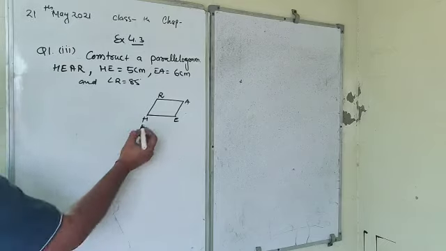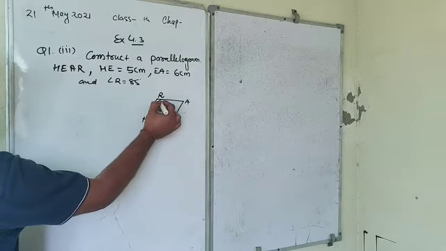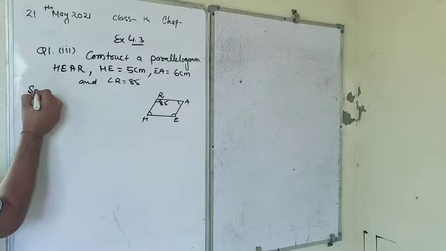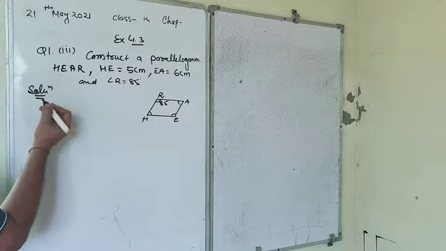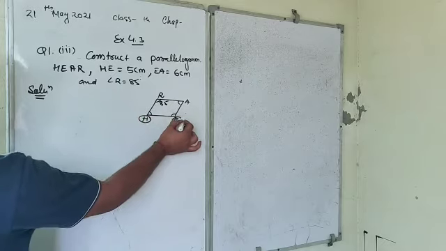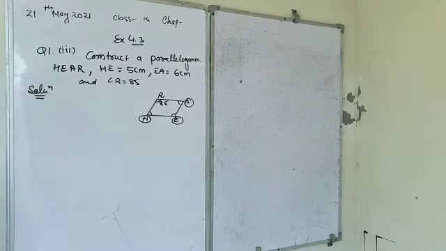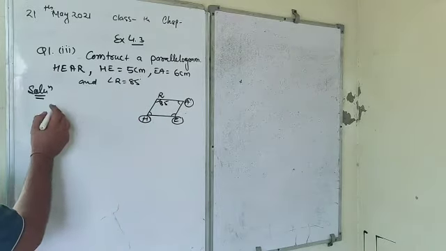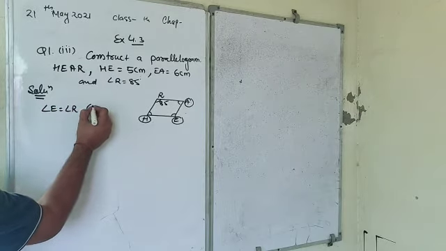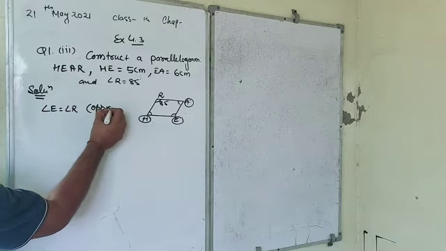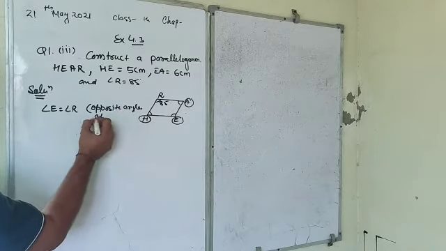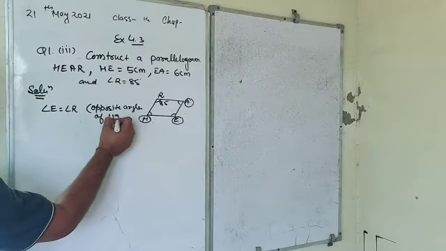HEAR. Remember, opposite angles are always equal. So we have to find all the angles first one. And what are the required angles? H, E and A. We require the 3 angles. H, E and A. So first one, angle E is equal to angle R because they are opposite angles of parallelogram.